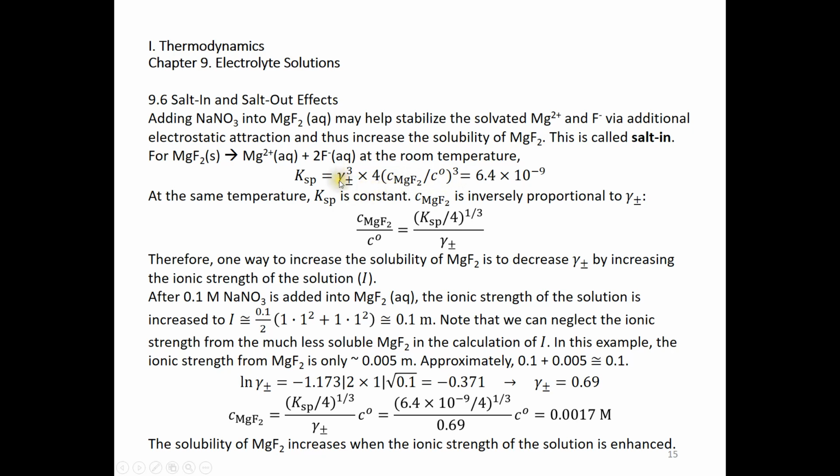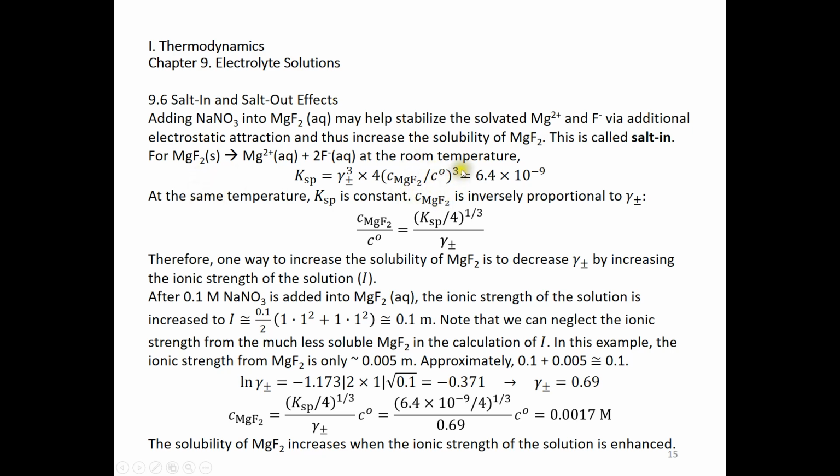First, this gamma is the mean ionic activity coefficient. The reason we have 4 here is because the concentration of fluoride is 2 times the concentration of magnesium, and we need the concentration of fluoride squared. So that's why you see a 4 here. And over here we have the concentration of magnesium fluoride over C0. This is simply to remove the unit.